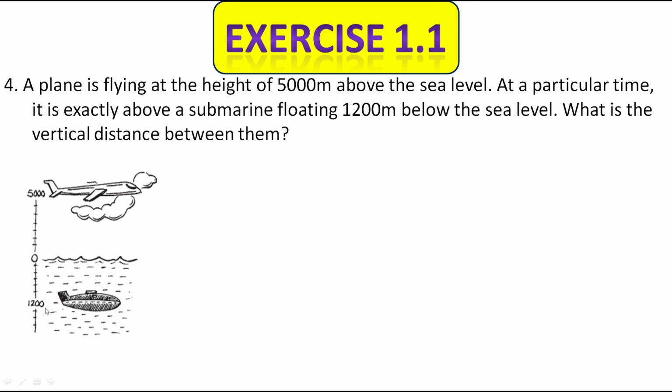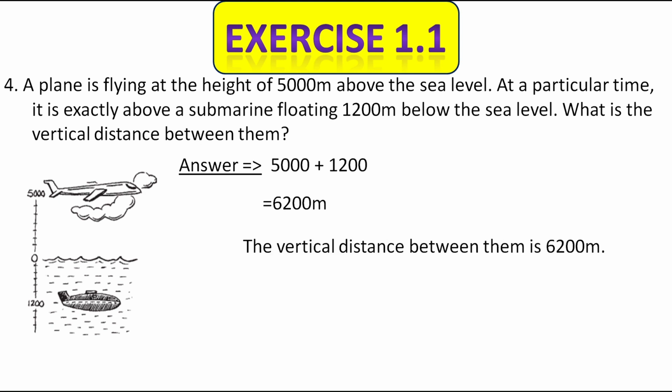What is the vertical distance between them? As they have asked us this vertical distance, it's very simple, we just have to add both these numbers, 5000 and 1200. It's very easy. When we add them, we get the answer as 6200 meter. So the distance is 6200 meter between them. Now let's move to the next.